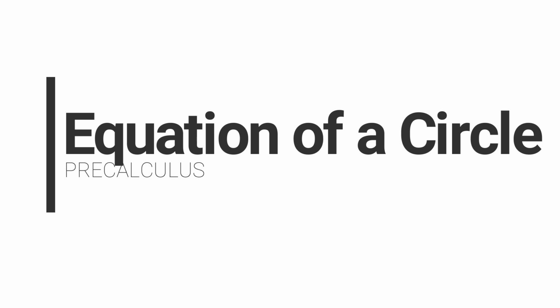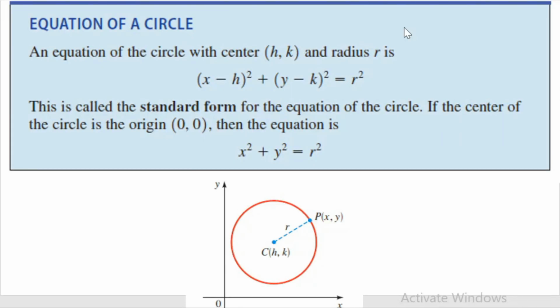Today, we're going to discuss the equation of a circle. An equation of the circle with a center (h, k) and radius r is written as the square of x minus h plus the square of y minus k is equal to r squared. This is called the standard form of the equation of the circle. If the center of the circle is the origin, which is (0, 0), then the equation is x squared plus y squared is equal to r squared.